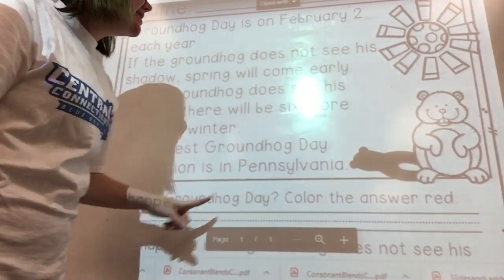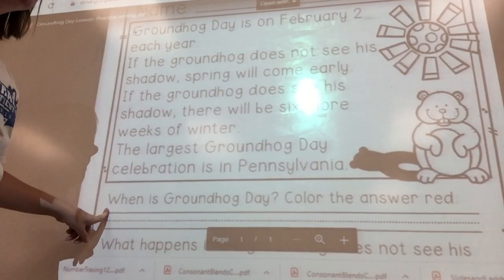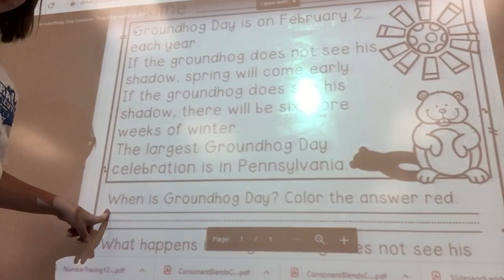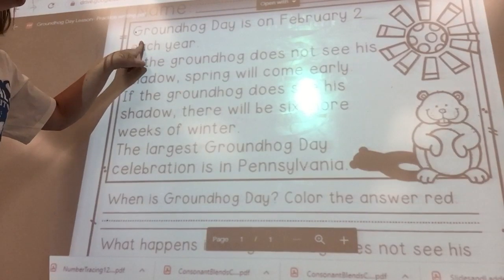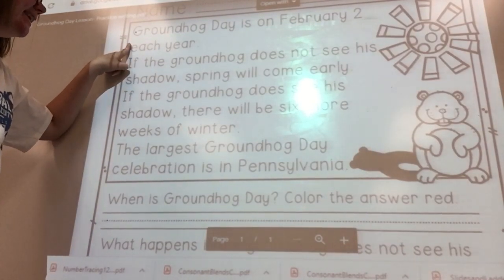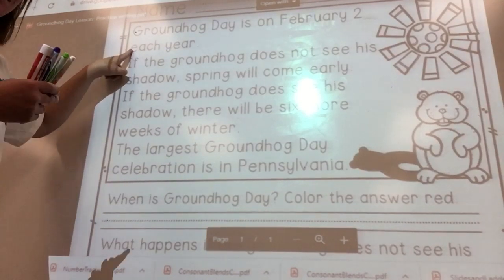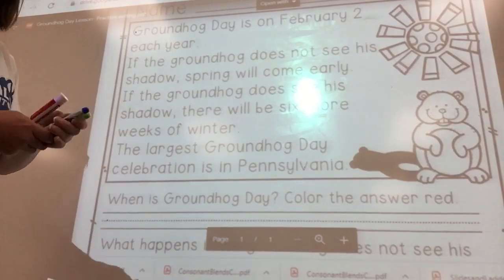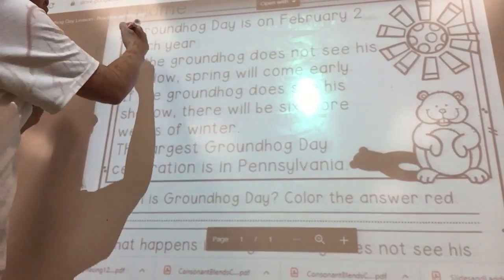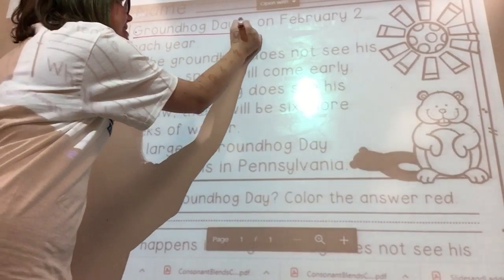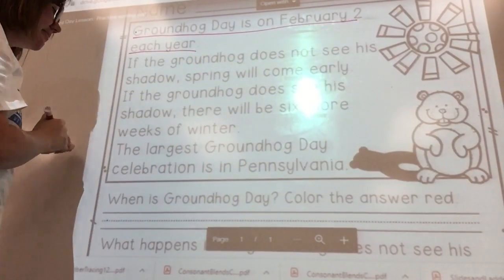Wait a second. Does that answer a question? When is Groundhog Day? You're right, it does, because that first sentence right here tells us when Groundhog Day is. It gives us a date. So I'm going to take my red marker and I'm going to underline that first sentence right here because that tells us when Groundhog Day is.